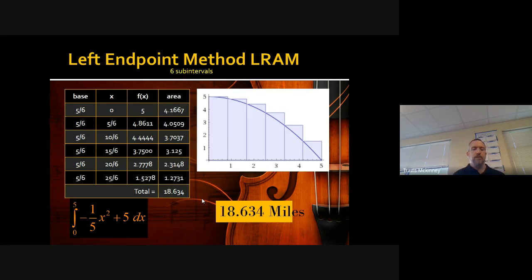Now our number went down slightly, but these rectangles are being drawn from the left side, so they're still going above my curve. So these are still going to be an overestimate. It's going to be a little bit closer to the right answer. 18.634 miles will be closer than 19.0 miles, but it's still going to be an overestimate.